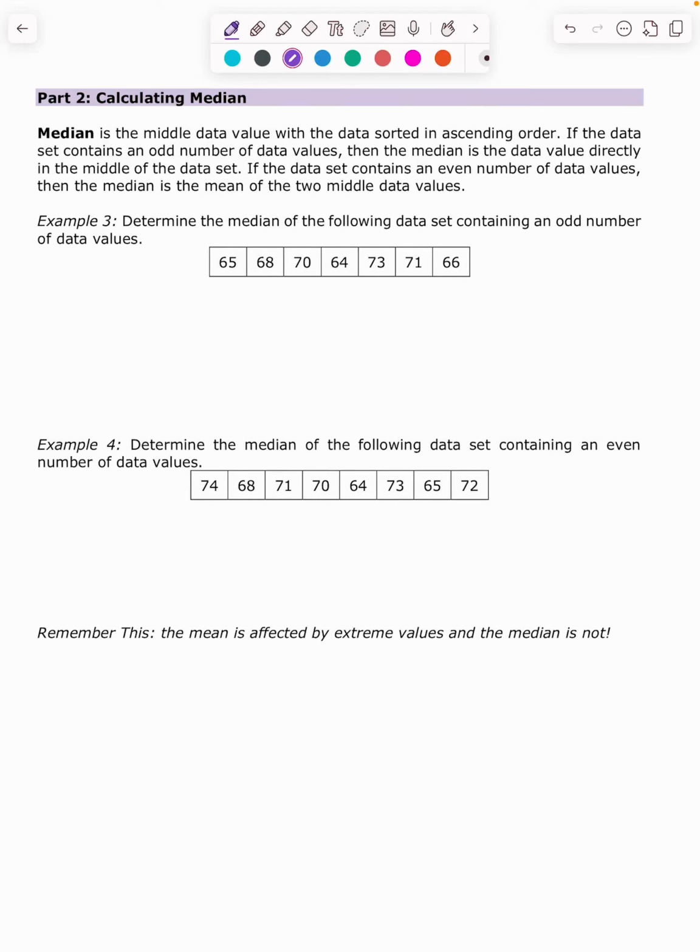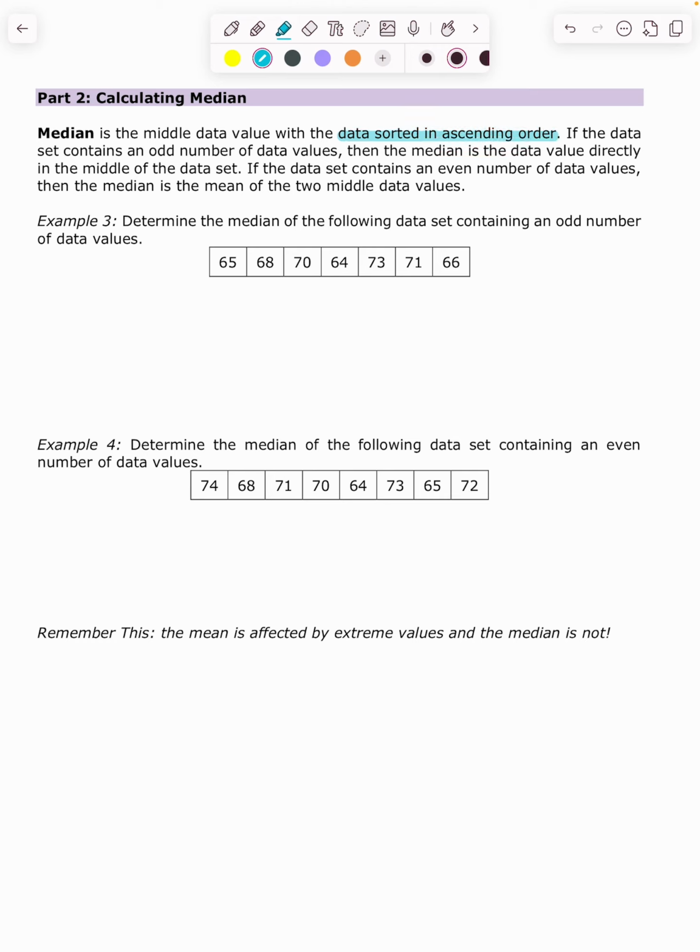The next measure of central tendency we're going to look at is the median. The median is the middle data value when we put the data in ascending order. And I cannot stress enough how important it is to put your data in order.